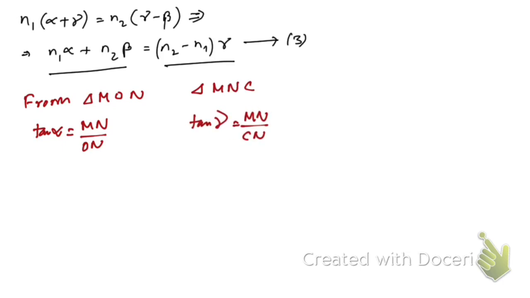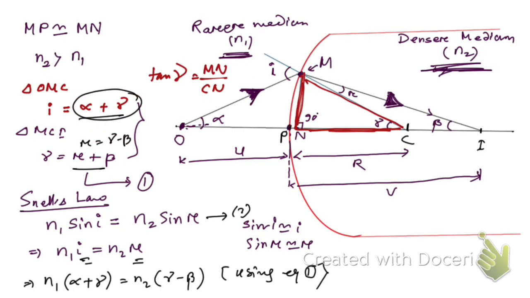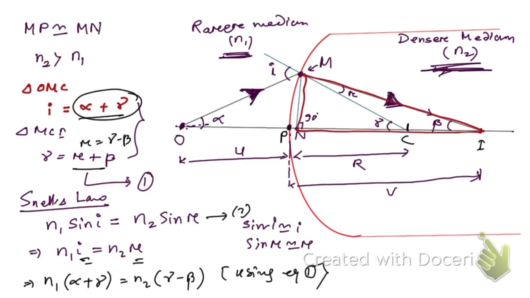Now similarly, let us take MIN, this triangle. Now let me clean this. Just give me a second. Now this triangle MIN. Okay, let us take this triangle MIN. These 3 points, connecting these 3 points, the triangle formed is MIN.